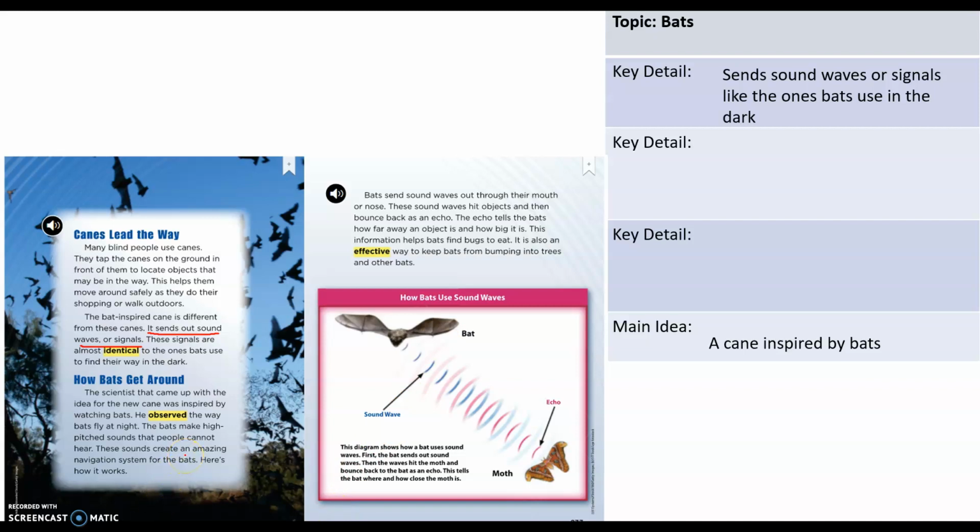You're going to reread this text on your own now, and you're going to be identifying two more key details that support this main idea.